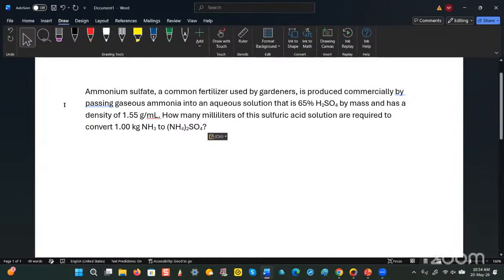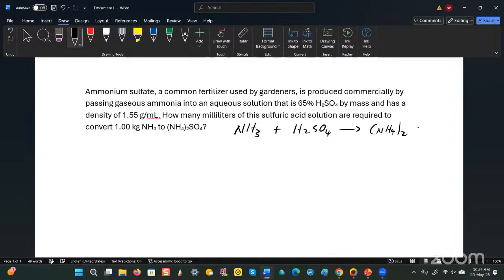All right, so what I would do is first write down the equation. Again, whenever you're doing any stoichiometric type problem, establish a balanced equation first, right? So the equation in this case is going to be NH3 plus H2SO4 to form (NH4)2SO4, all right? And to balance this, we're going to need a 2 here, and that's it, right? So that is the balanced equation, all right?